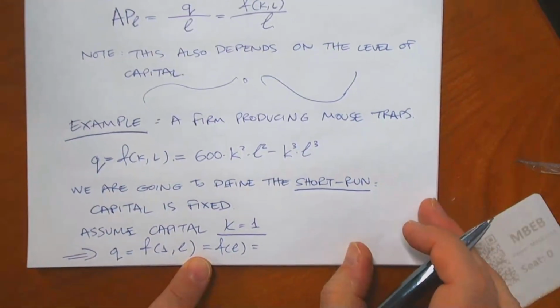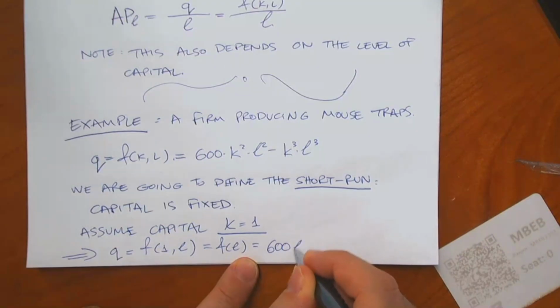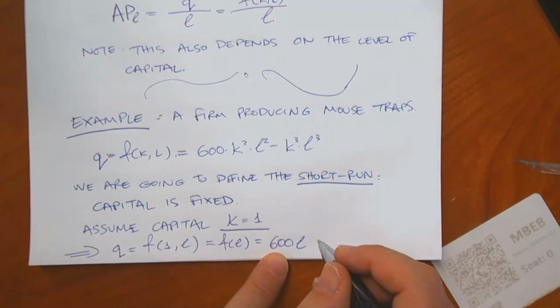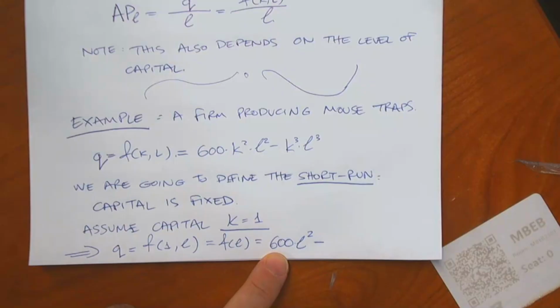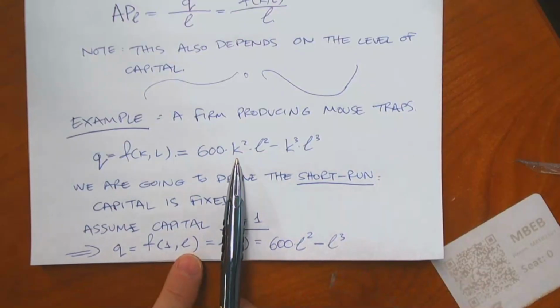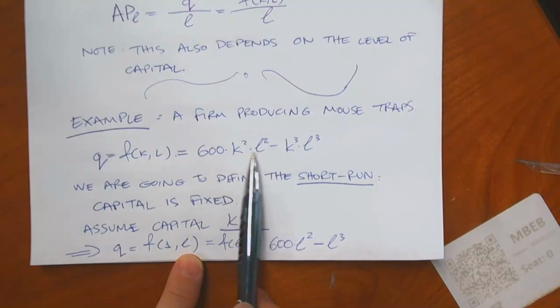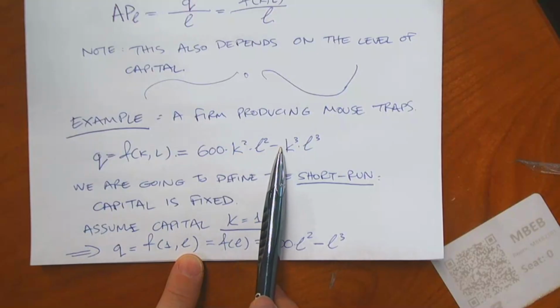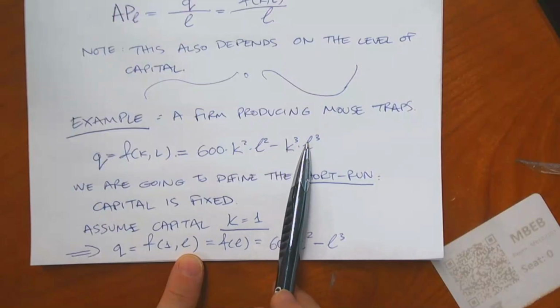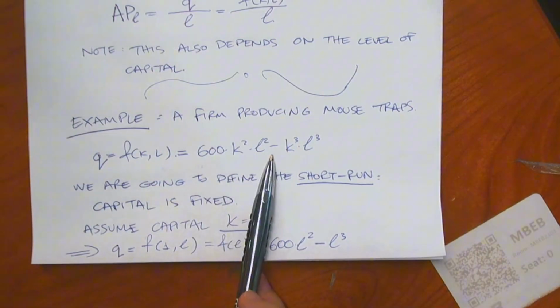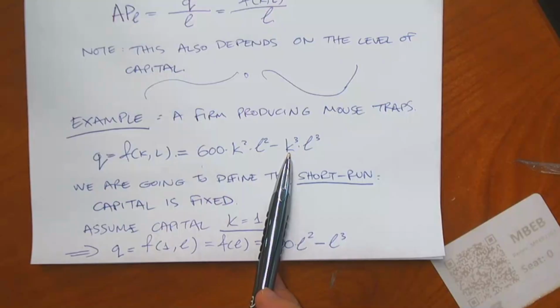So what would be the functional form? 600 K squared. Oh, remember K has a value now. No, I'm sorry, I switched the L. So 600 minus L squared times L, minus L to the third, right? If this becomes 1, 1 to the power of 2 is 1, so this is 600 times L squared. Then minus, this becomes 1, so minus L to the power of 3. Does that make sense?